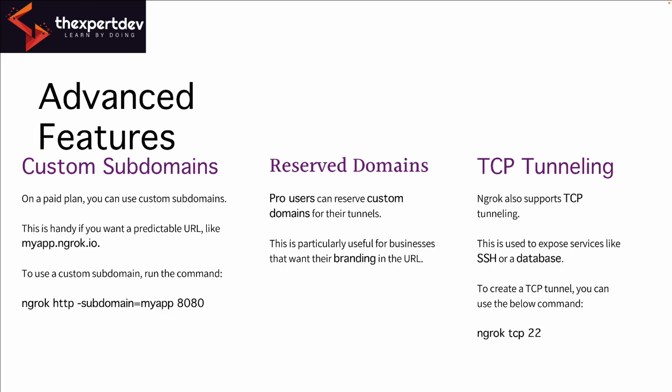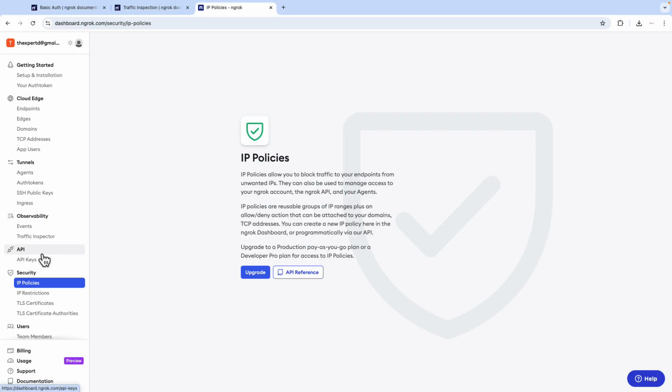We also have TCP tunneling. This is used to expose services like SSH, or let's say you have a database running locally and you want to expose it over the internet as well. You can use a TCP tunnel, and you just need to do ngrok tcp and specify your port. That should allow you to access the service from the internet.